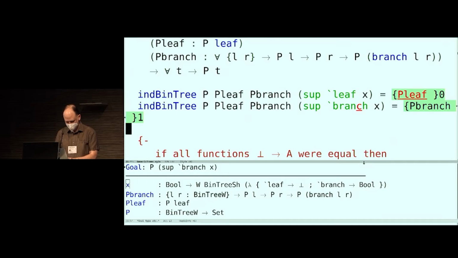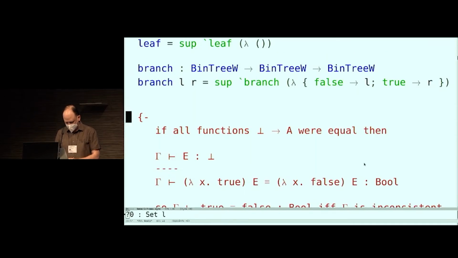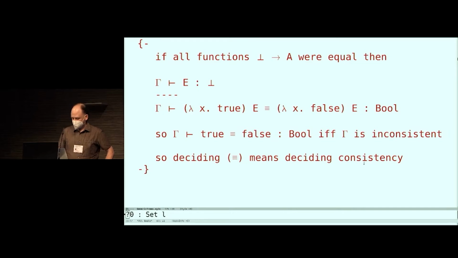Actually, I'm just going to delete this code that doesn't work. So if we extended Agda to claim that all functions bottom arrow A were in fact equal, then in an inconsistent context, where there was something of type bottom in scope, the expression lambda x true applied to the inconsistent thing would be equal to lambda x false applied to the inconsistent thing, because both of those are equal functions being applied to equal arguments. So that would tell us that true would be equal to false in an inconsistent context.